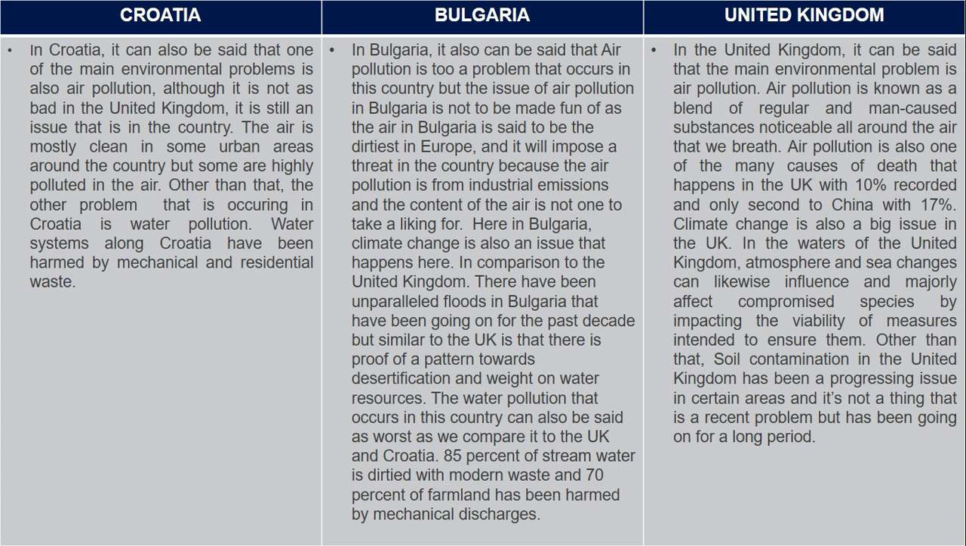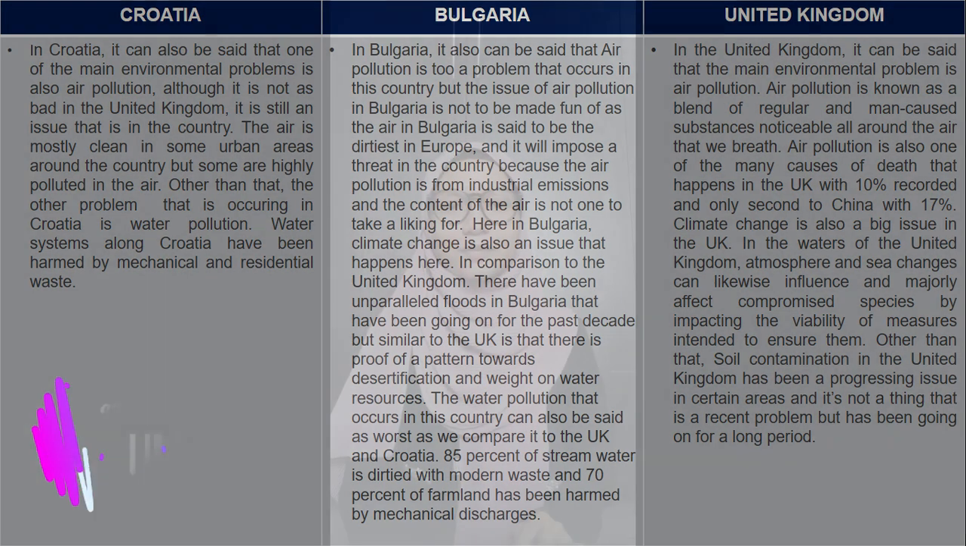Climate change is also a big issue in the UK. In the waters of the United Kingdom, climate and sea changes can likewise majorly affect endangered species by impacting the viability of measures intended to protect them. Other than that, soil contamination in the United Kingdom has been an ongoing issue in certain areas, and it is not a recent problem but has been going on for a long period.